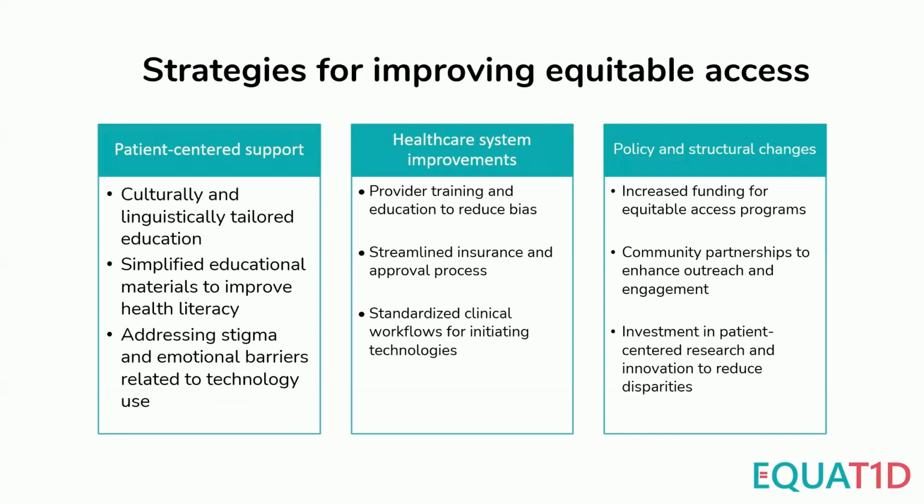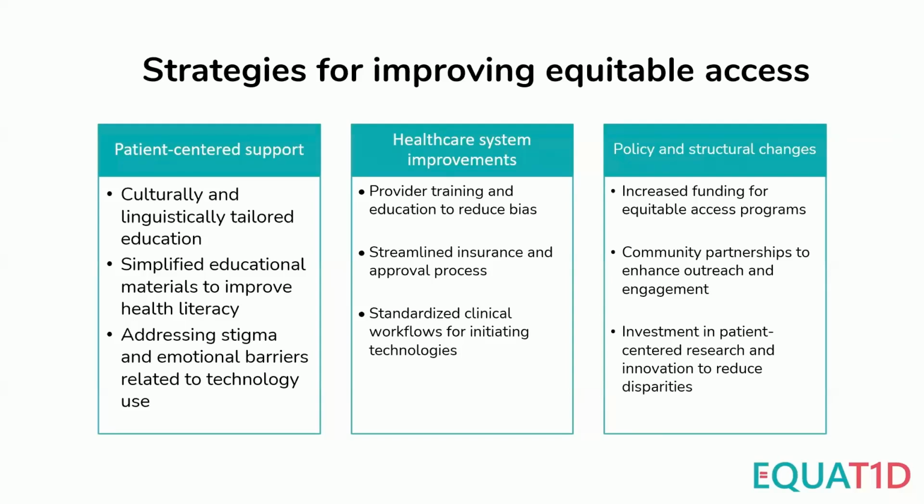The second category would be healthcare system improvements. So that's providing training and education to healthcare providers to reduce bias and to reduce this gatekeeping effect, where technologies are not offered to all patients. To streamline insurance and approval processes. Often this can be quite burdensome, the administrative process of starting a technology. And so simplifying this process can be helpful, and then standardizing clinical workflows for initiating technology. By standardizing the process, hopefully reducing inequities.